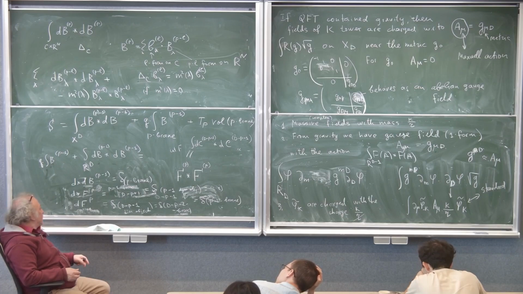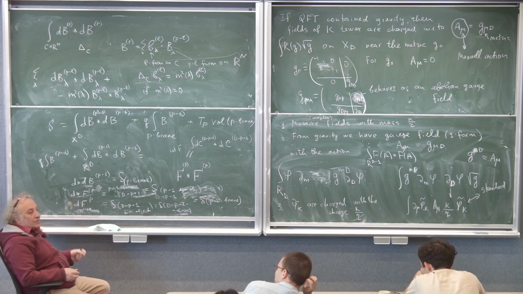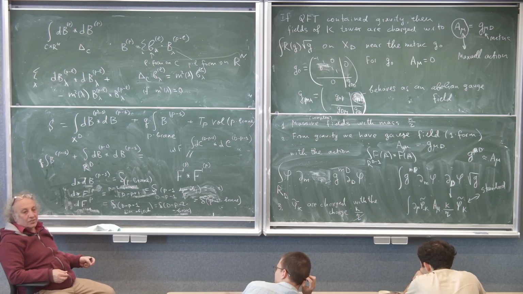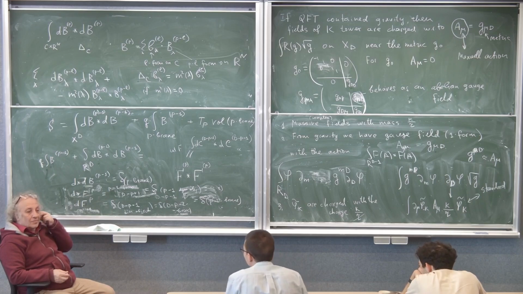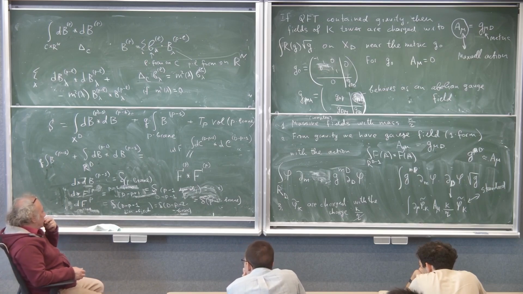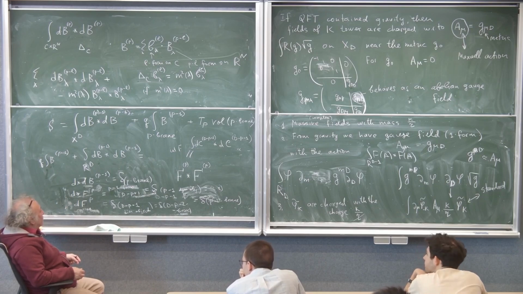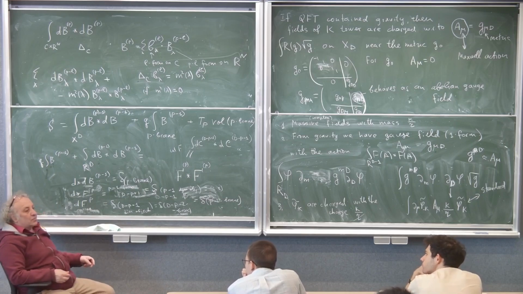Then you may ask, is it possible to get these equations of motion from any Lagrangian? And the answer is no. You cannot write down a Lagrangian that will give you such equations if you have simultaneously electric brane and magnetic brane.